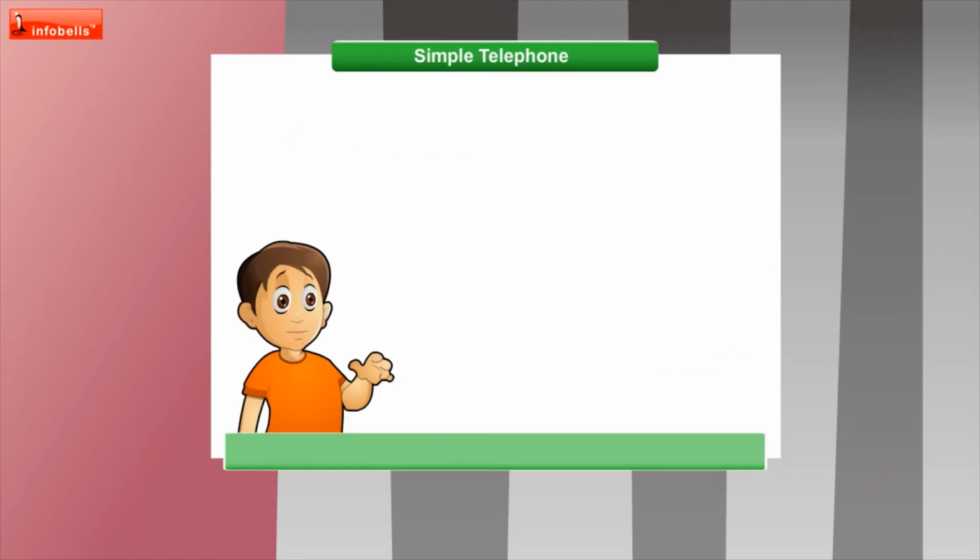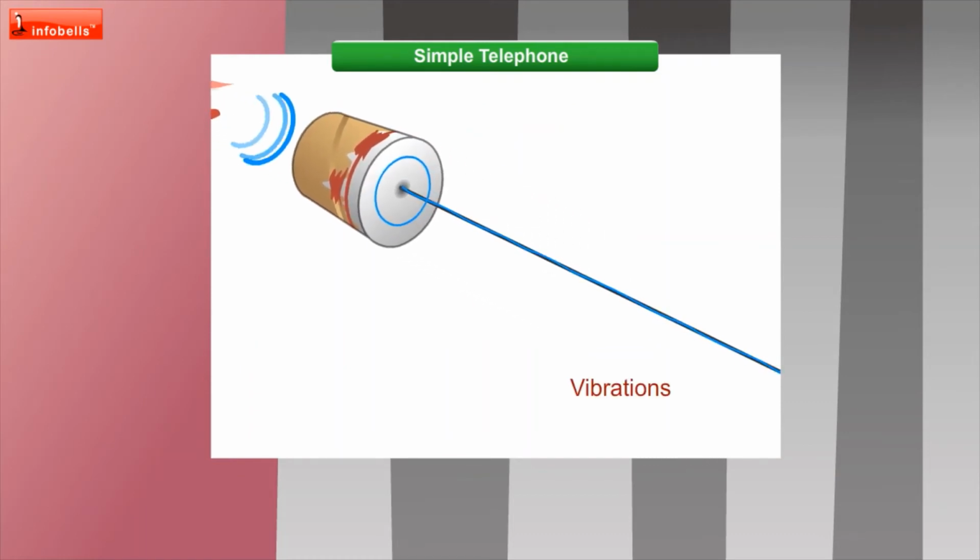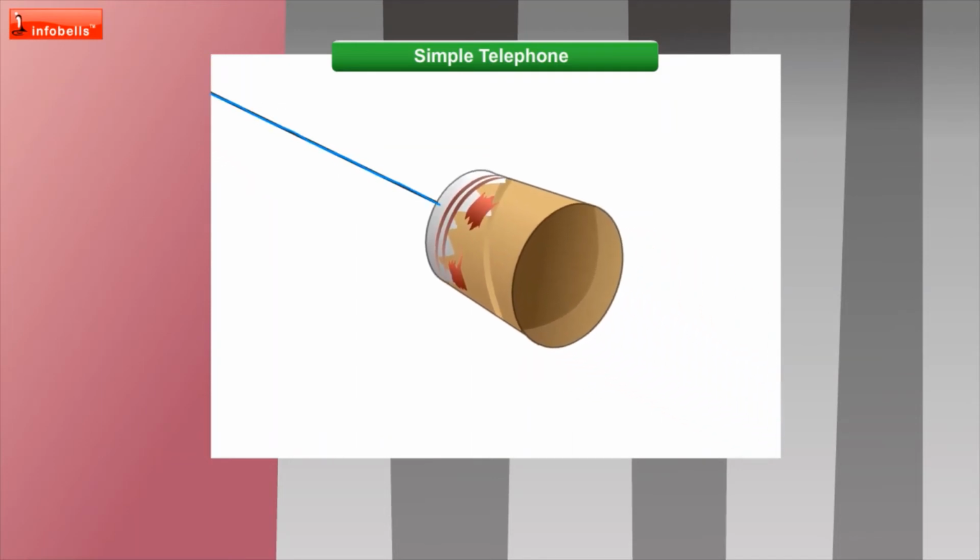How does it work? Sound waves from the mouth make the paper and string at the end vibrate. The vibrations travel along the tight string. The string makes the paper vibrate and this reproduces the sound of the caller's voice.